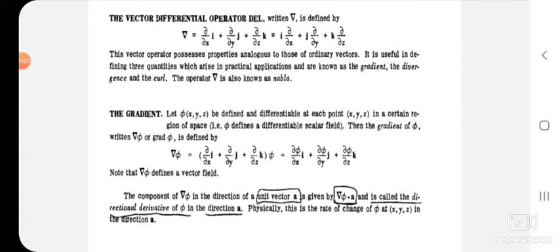First, we will discuss the vector differential operator, that is del. Del is a vector differential operator which can be expressed in terms of the Cartesian coordinate system as i ∂/∂x plus j ∂/∂y plus k ∂/∂z. This vector operator possesses properties analogous to those of an ordinary vector.